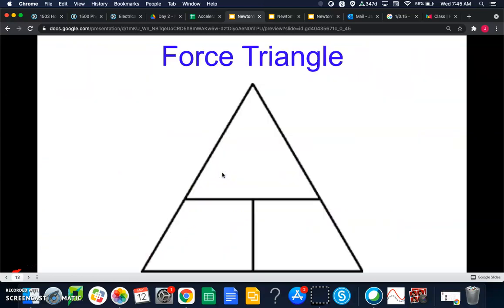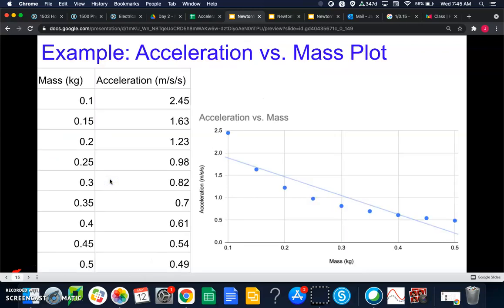Let's first review our force triangle. Remember, we have F on top, M and A on bottom, and we get 3 equations out of that. So F equals M times A, M equals F divided by A, and A equals F divided by M. So go ahead and write down those equations.